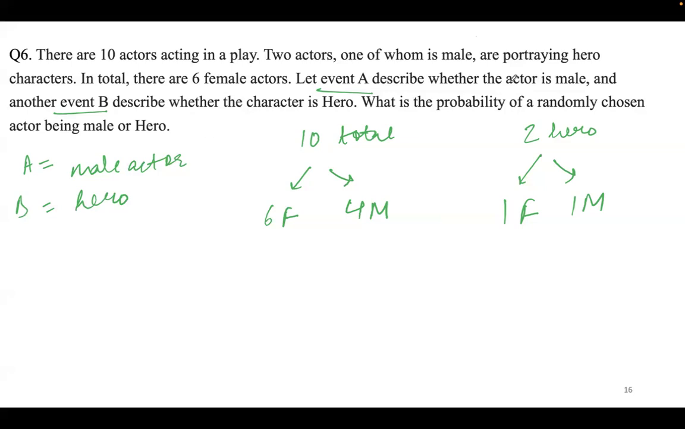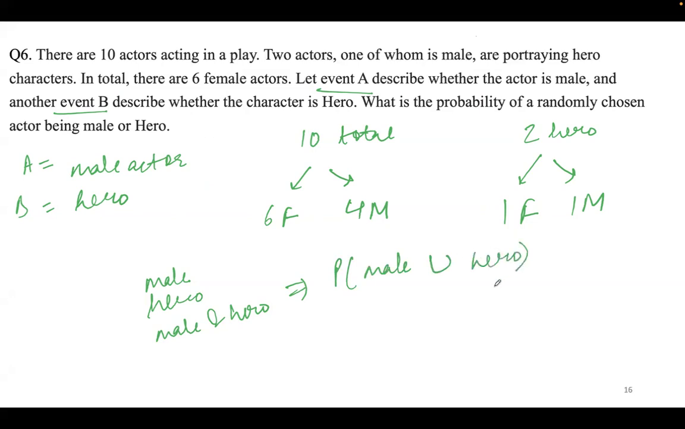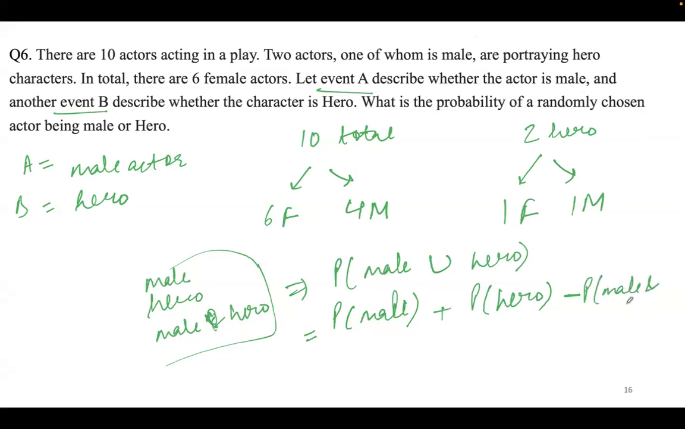Now, the question is, what's the probability that a randomly chosen actor is a male or a hero? Okay. So again, the person could be male, the person could be hero, the person could be male and hero. So just like the previous question, we want to find the probability of male union hero, right? And then we can do probability male, same thing that we just wrote here, male, probability hero, and we can subtract. This is or, na? Yeah. So or, this is going to be male and hero.